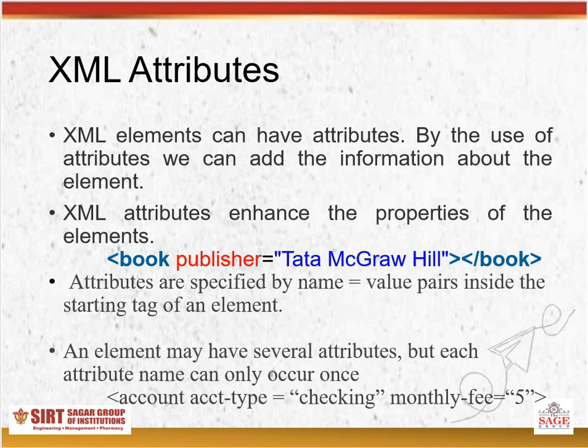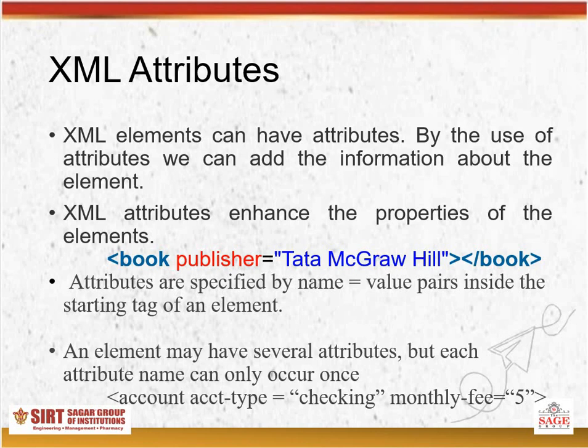So what are XML attributes? Different elements have different kinds of attributes. Attribute means properties. XML elements can have attributes. By the use of attributes, you can add information about the element. XML attributes enhance the properties of the elements. Like we have a book whose property is to publish, so its attribute will become publisher. Attributes always come in name-value pairs inside the starting tag of an element. An element may have several attributes, but each attribute name can only occur once.